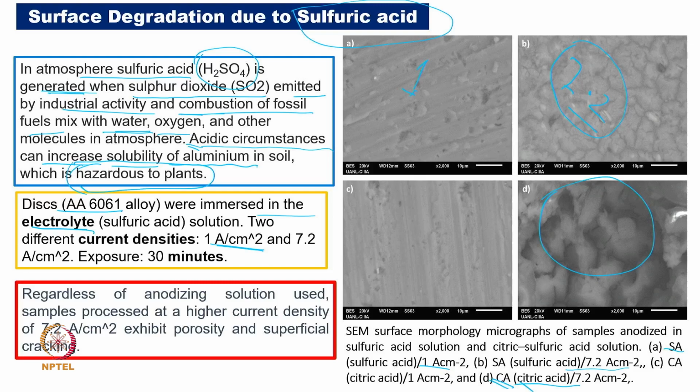So, we assume the sulfuric acid will act much more severely, but in this case we find more damage because of the citric acid. And in both cases, B and D, we find that the higher current density creates more porosity and superficial cracking. In my thinking, the citric acid is really affecting more, and it is one of the very commonly available acids in the food industry also.